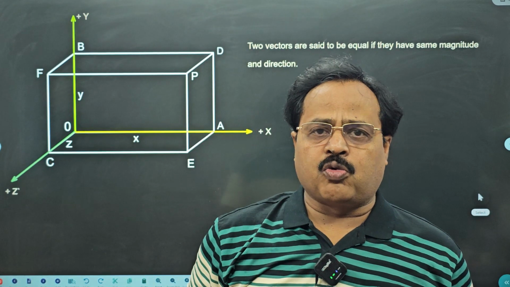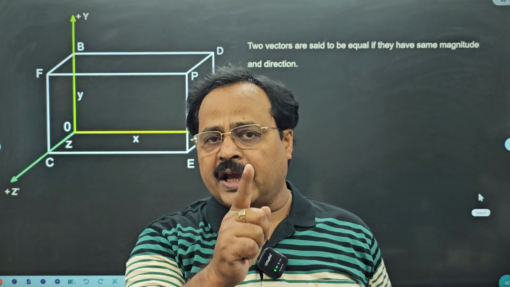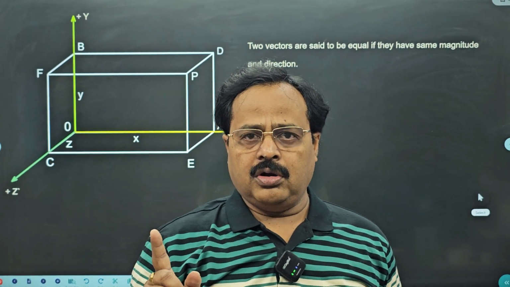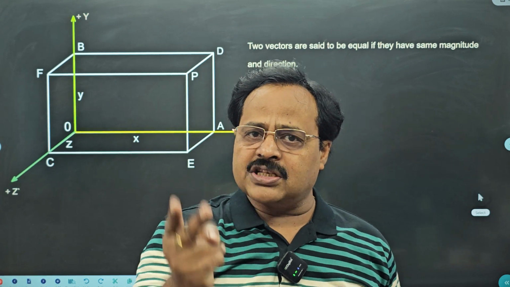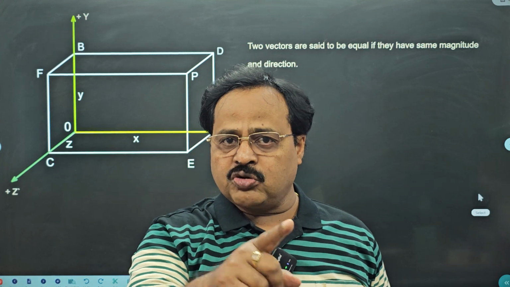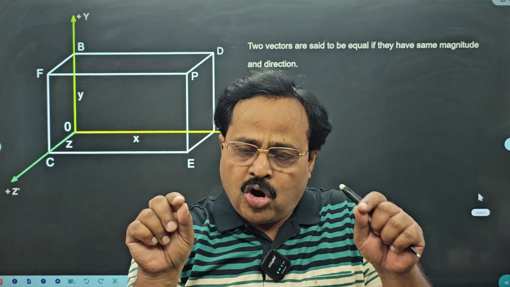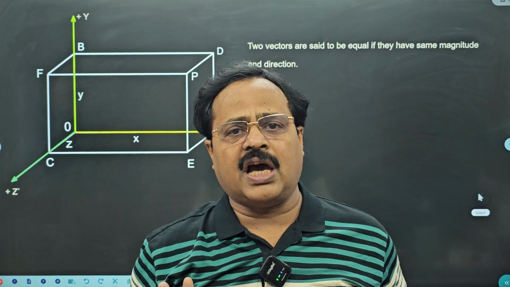When two vectors are equal, what does a vector contain? Vector contains magnitude and direction. Two vectors are equal if they have same magnitude and same direction. Because vector has magnitude as well as direction, both the magnitude and direction have to be same in order that two vectors are equal.